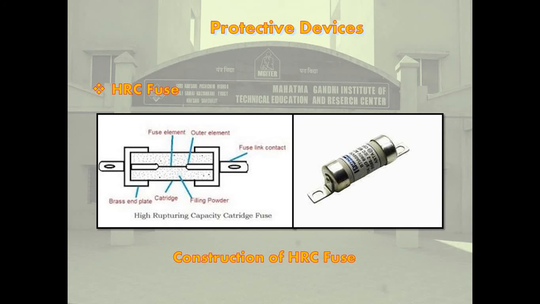Next, here the figure is an HRC fuse. HRC stands for high rupturing capacity. This is the fuse element, outer element, fuse link contact. There is a filling powder, and this whole structure is the cartridge. This is a brass end plate. There are many designs in this category of fuse, but the basic principle of operation is the same for all.